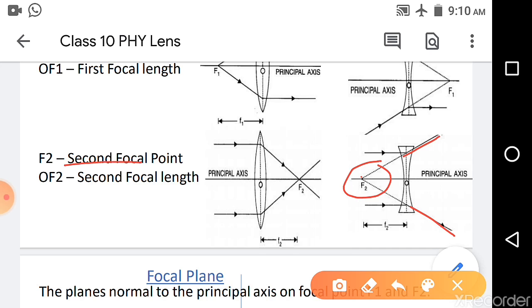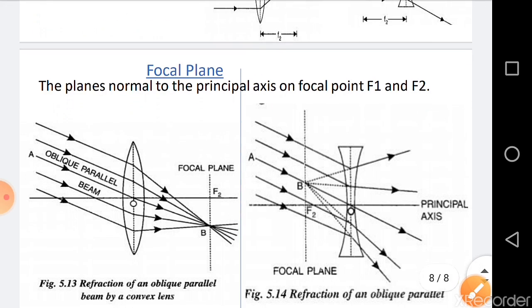Now what is the second focal length? The distance from the optical center to the second focal point is called the second focal length. It is represented with the letter small f2. Now see what is the focal plane.